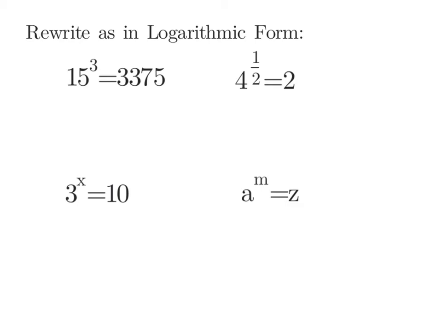So to do that, when I'm given 15 to the third is equal to 3,375, and I want to rewrite that as a log, the first thing is keep the base the same. In my exponential equation, the base is 15, so in the log, my base will be 15. Then we're going to switch these other two numbers around. So log base 15 of 3,375 is equal to 3.